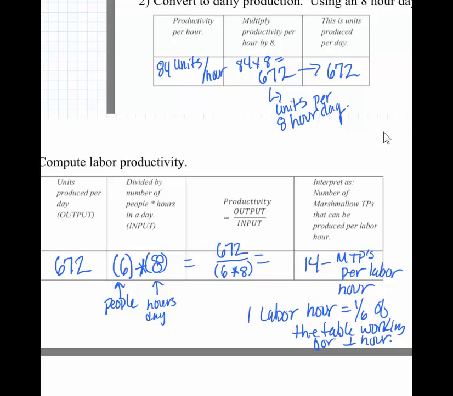But now, I'm going to end this video, and it might be a good idea to take a look at what we also went over in class, which was computing single factor productivity, on the following video.